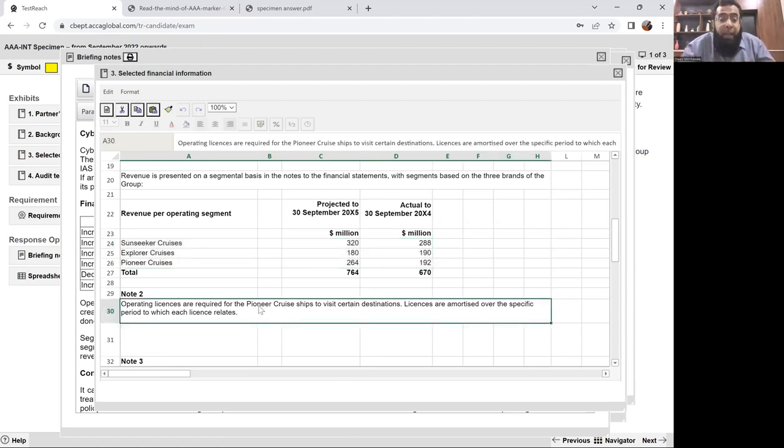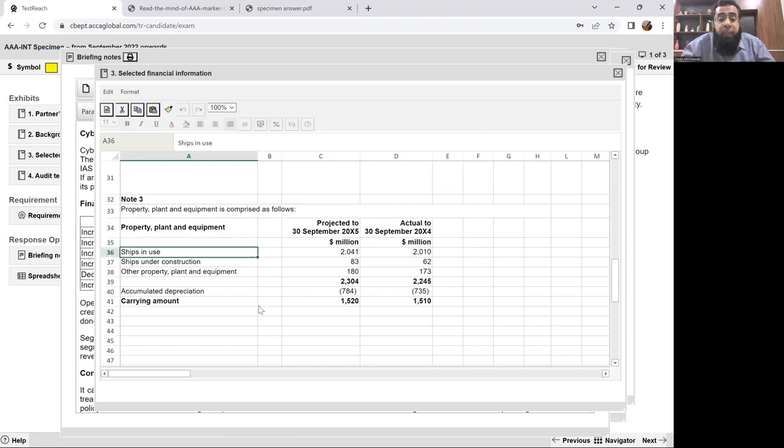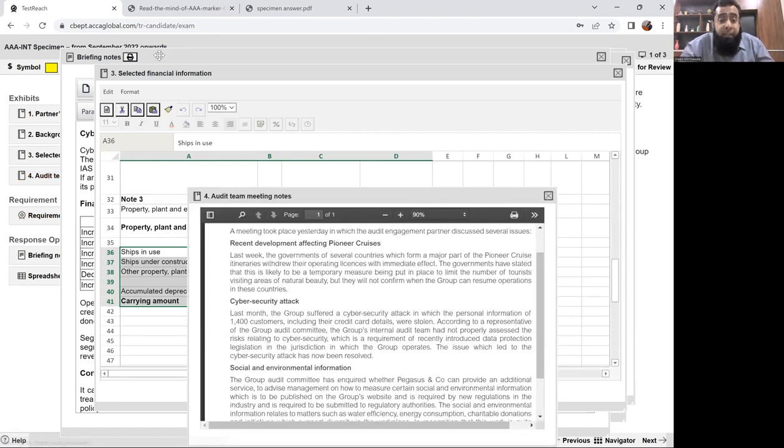Note 2. Let's come back. Operating licenses are required for the Pioneer cruise ships to visit certain destinations. Licenses are amortized over the specific period to which each license relates. Then there is note 3 about property, plant, and equipment. Ships in use, they have increased. Ships under construction, 62 to 83. Other property, plant, and equipment, accumulated depreciation, and carrying amount. Okay. Now let's look at the last exhibit and then we'll start looking at the answers.